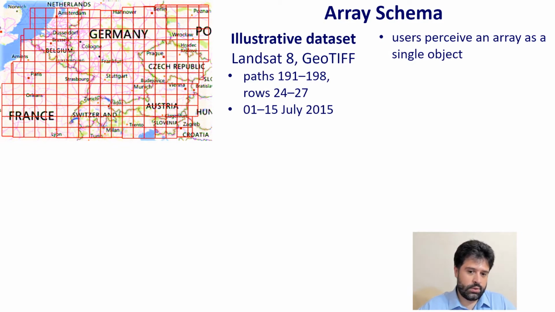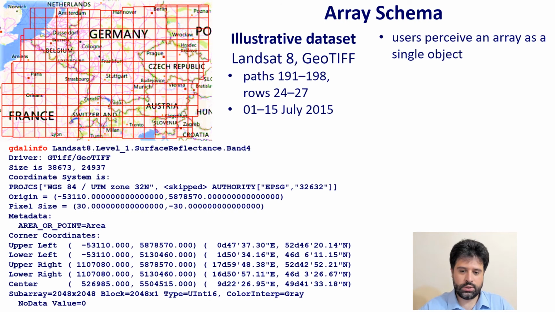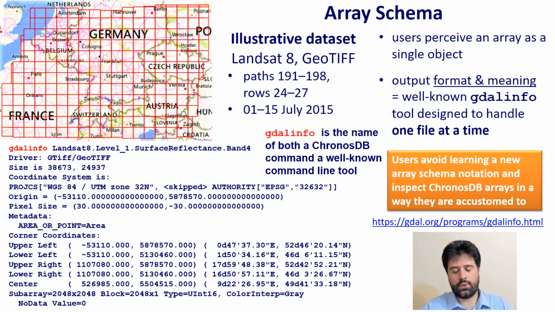This is an example of a ChronosDB array and its schema for real-world data. Red rectangles in the figure are subarrays. They are logically presented to a user as a single large array. The ChronosDB GDAL-info command prints the array schema and the meaning of the fields, and this output is the same as the well-known GDAL-info tool that handles only one file at a time. As GDAL-info is quite popular, most users avoid learning a new array schema notation and inspect ChronosDB arrays in a way they are accustomed to.